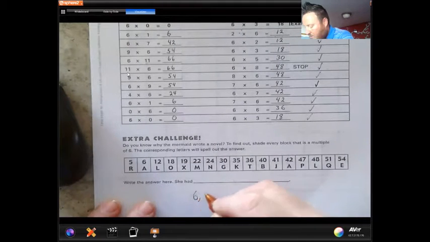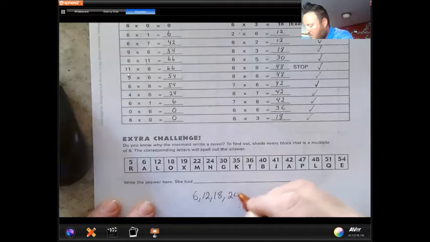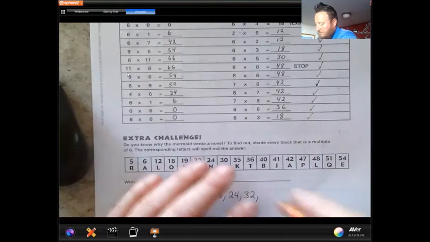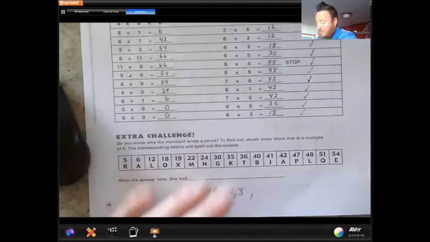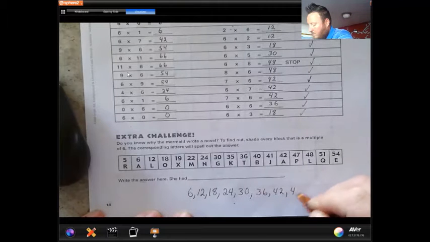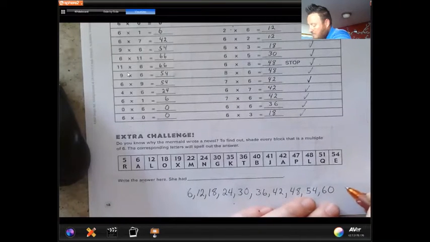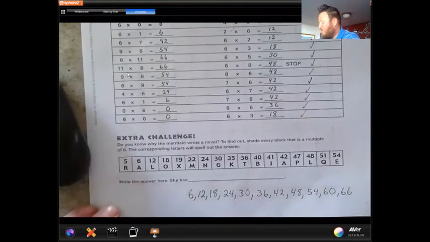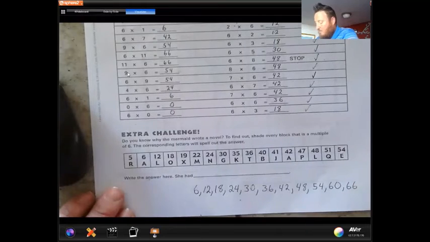First one is 6, 12, 18, 24, 30, 36, 42, 48, 54, 60, and then 66.